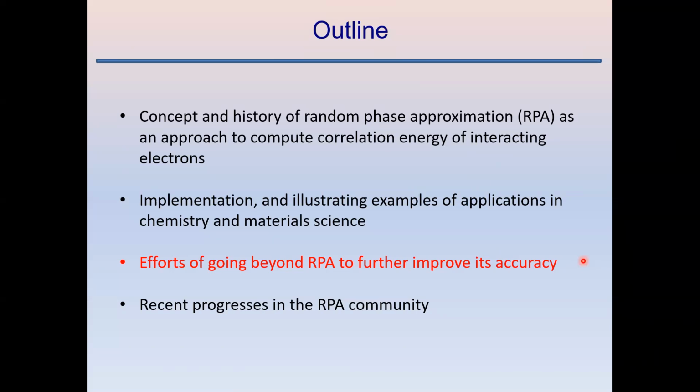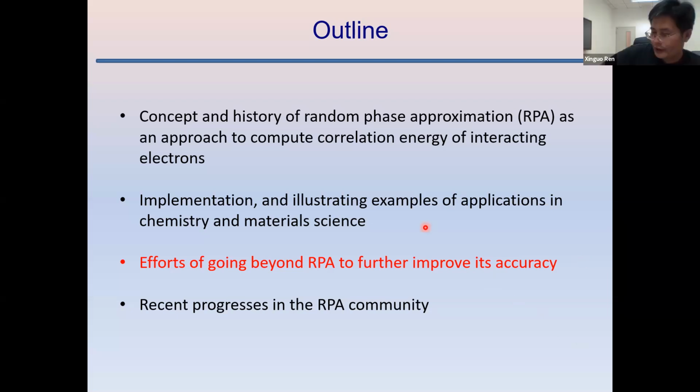Okay, if there are no questions, I have a question, Xinguo. I was wondering, in terms of the computational cost of the RPA method, how does it compare to the computational cost of other DFT functionals, for example, LDA, GGA, and so on?